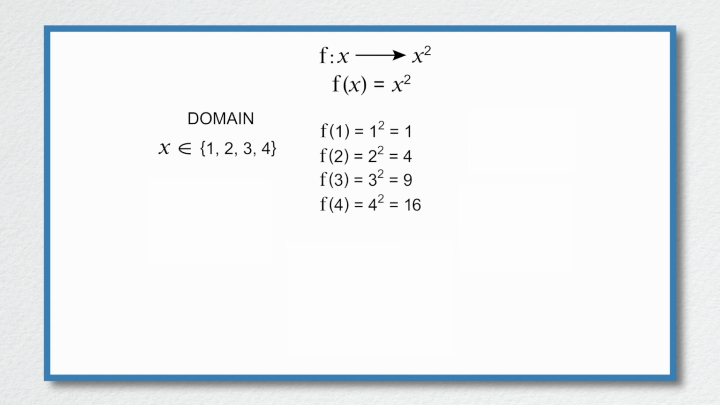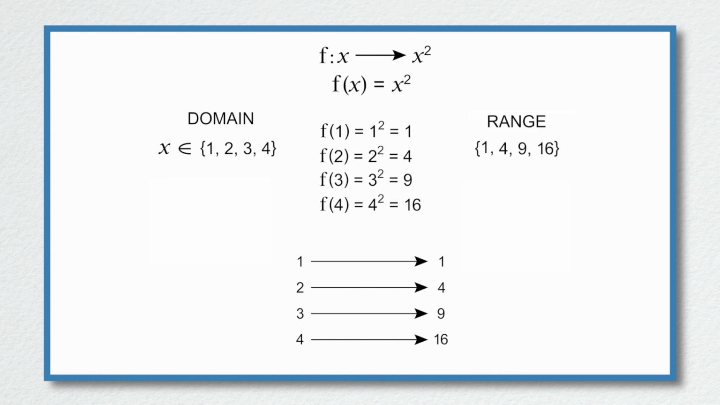If we were to show this as a mapping, we can see that 1 is mapped to 1, 2 is mapped to 4, 3 is mapped to 9, and 4 is mapped to 16. And because one input is producing one output, this confirms that f of x is equal to x squared is a function. So the range in this example is the set 1, 4, 9 and 16.